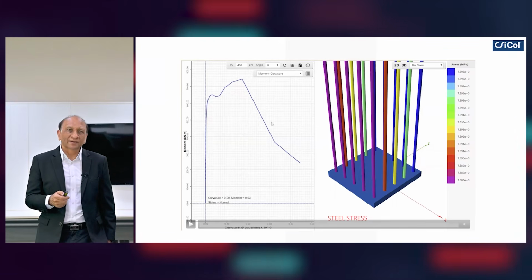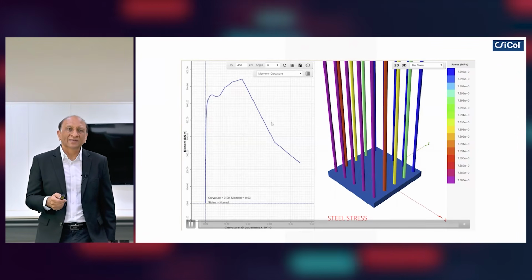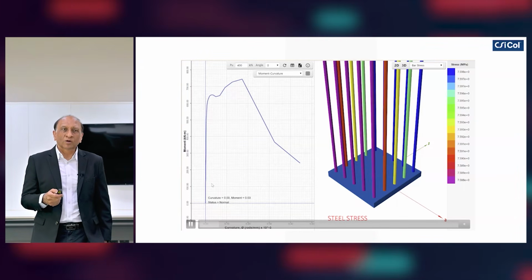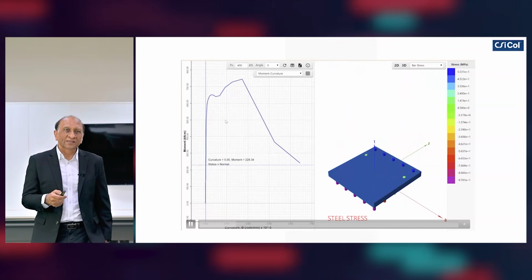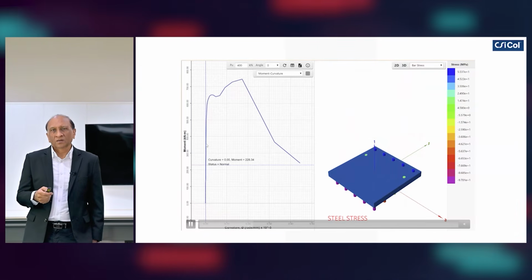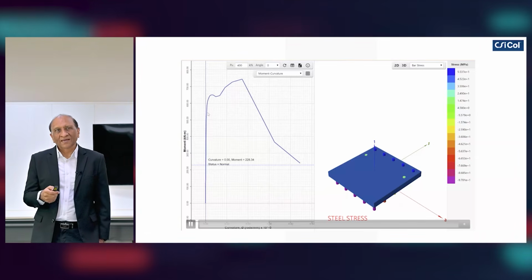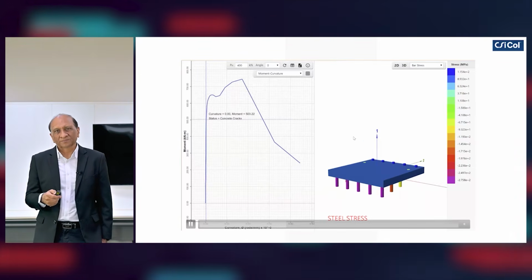Same is the case with steel reinforcement. You can find the stress and strain in steel the same way as in concrete. It's just a matter of plotting these values for a given moment or given curvature.